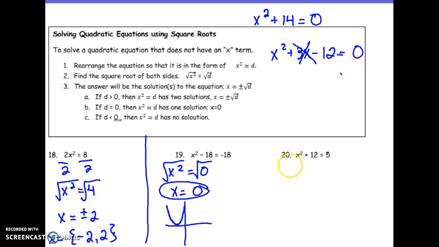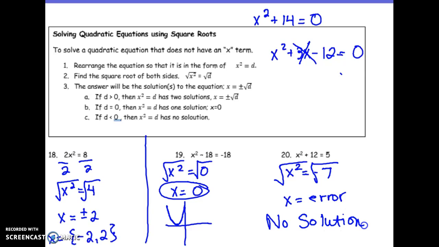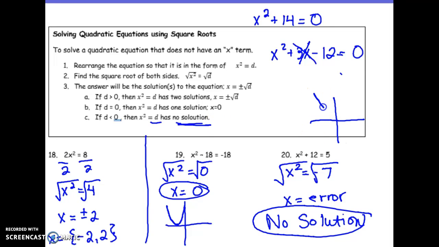And then in the case of number 20, we've got x squared is going to be equal to negative 7 when we bring the 12 to the other side. And when we take the square root of a negative number, you're going to find on your calculator you're going to get an error. So the answer is actually no solution, because we can't take the square root of a negative number. If the discriminant d is less than 0, then x squared equals d has no solution. And that's an example of a graph that never touches the x-axis, so it would never have an x-intercept.